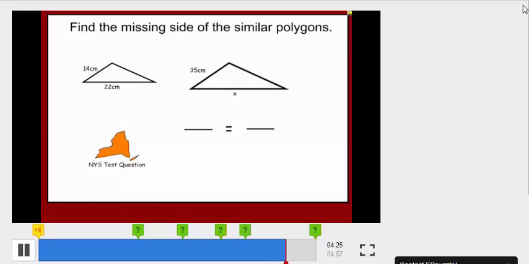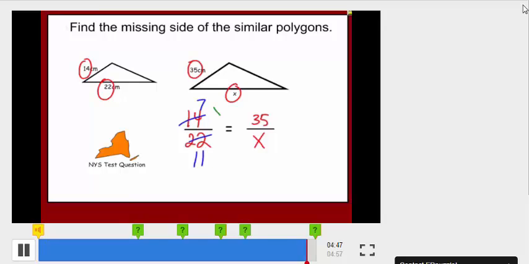Okay, another example. The ratio of this triangle is 14 to 22. The ratio of this triangle is 35 to x. Again, I could cross multiply, but I'm going to see if I can use equivalent fractions. If I simplify this, and they're both even numbers, 2 goes into 14 seven times, 2 goes into 22 eleven times, I notice that I could use equivalent fractions. 7 times 5 is 35, 11 times 5 is 55. Our missing side would be 55.